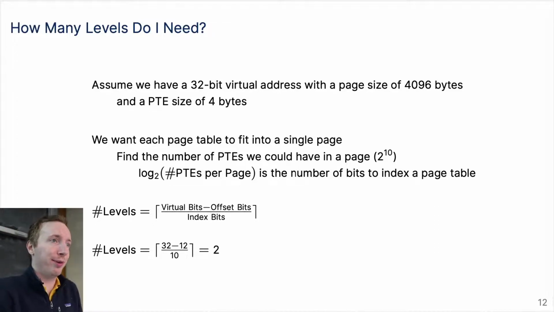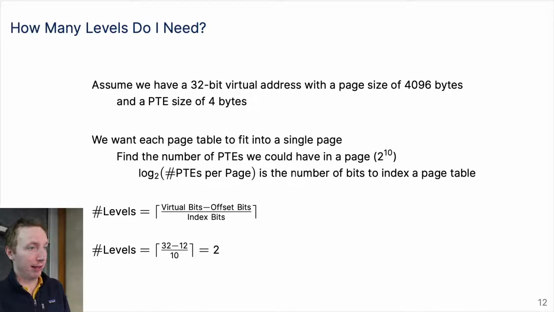So on these old systems, you could get away with having only 2 levels of page tables because the page table entry size was lower and we had fewer bits. But now, essentially, we only have 9 index bits instead of 10, and we have more levels.